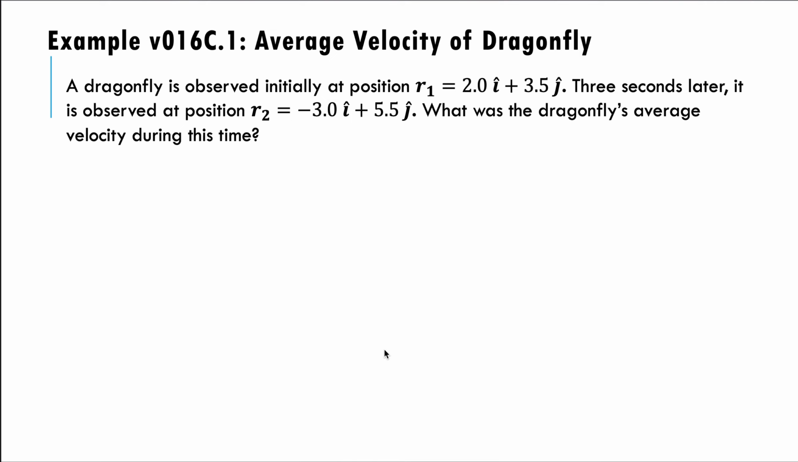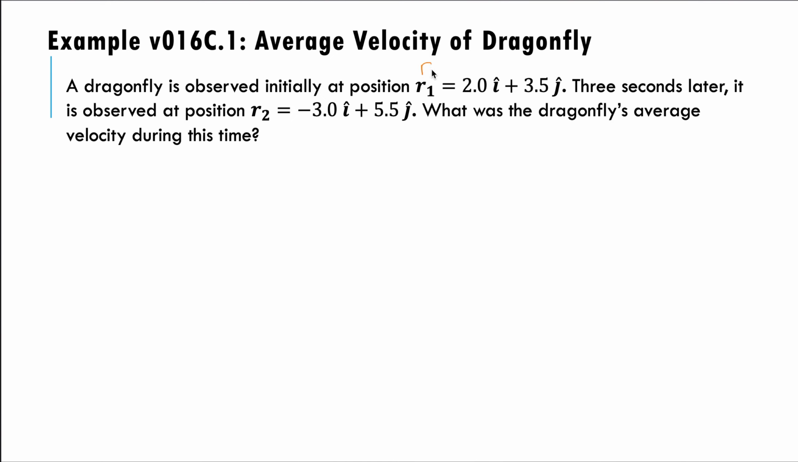Let's go over the first example from v016C. It's called the average velocity of dragonfly. This example is going to give us practice working with vectors when dealing with 2 or 3-dimensional motion, in this case 2-dimensional motion.